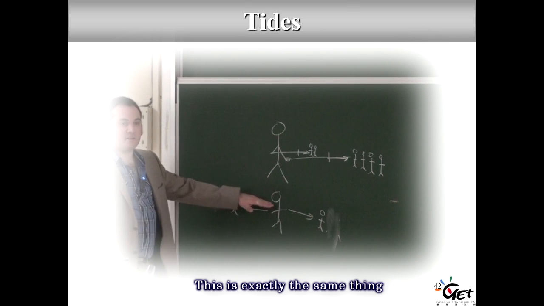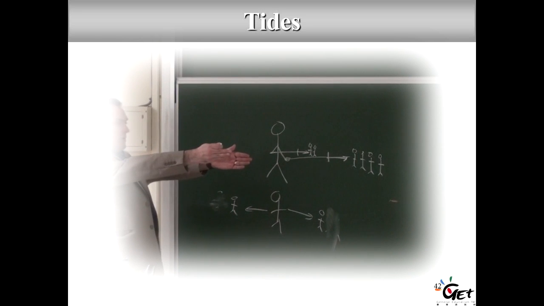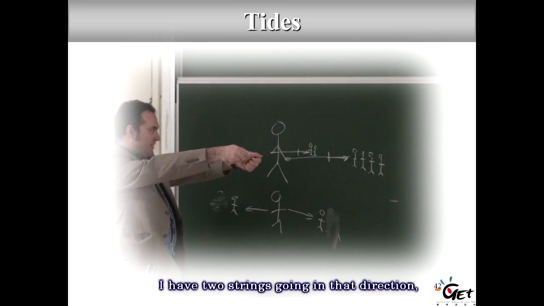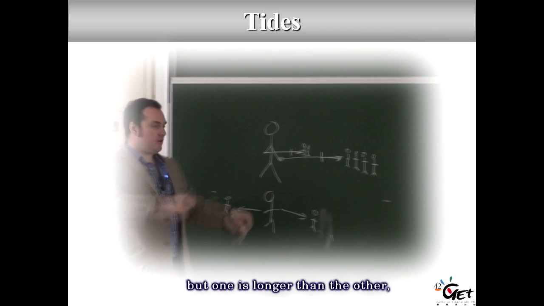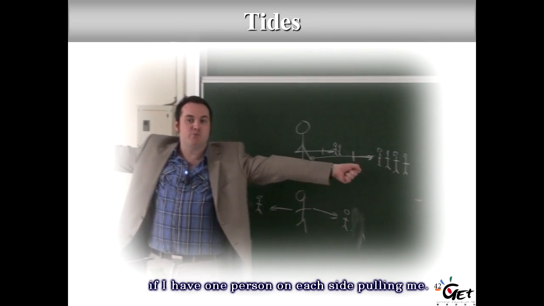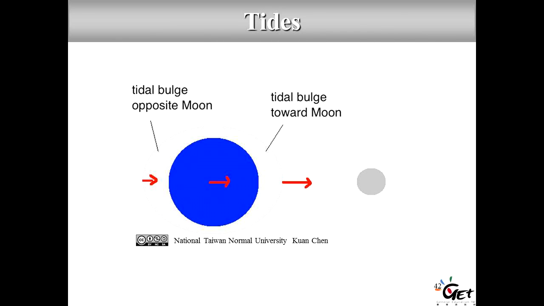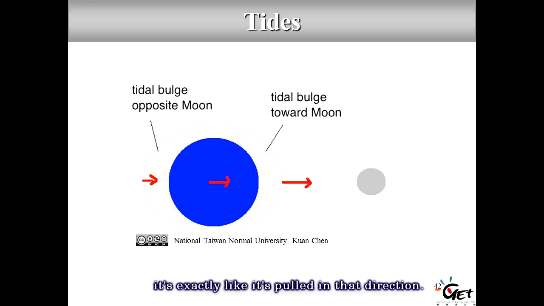This is exactly the same thing for me in the center. I have 2 people pulling, 2 strings going in that direction, but one is stronger than the other. That's exactly the same effect on my body as having 1 person on each side pulling me. So it's the same thing with Earth. Because the moon is closer, the gravitational attraction here is stronger than the attraction on the other side. So the net effect on Earth is that it's pulled in that direction, more strongly.